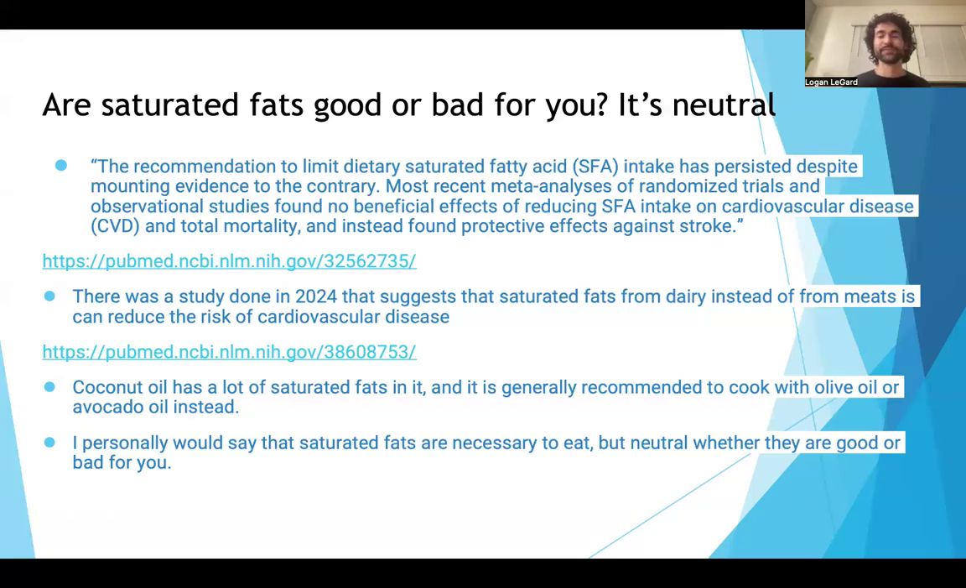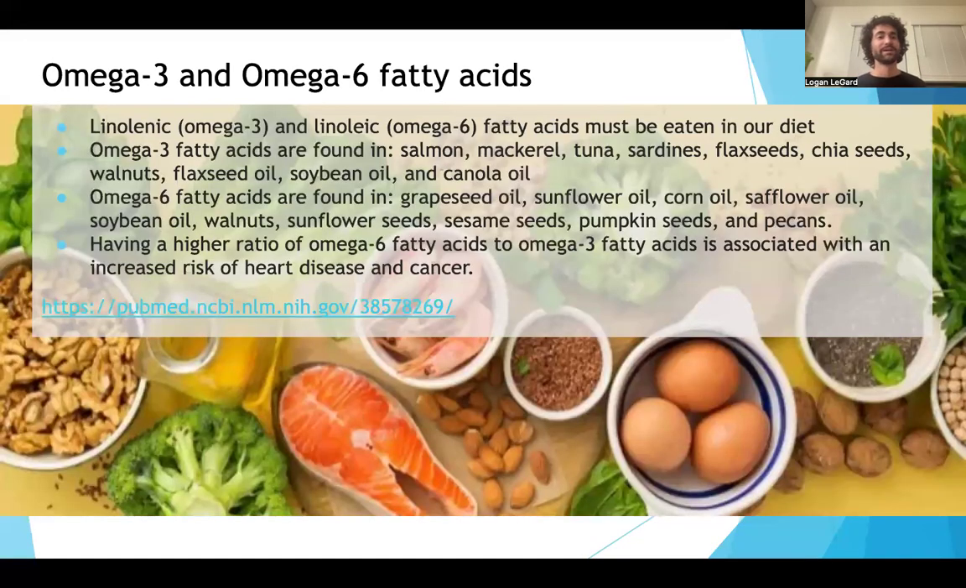My little quote here is about coconut oil, olive oil, and avocado oil. Avocado oil and olive oil are higher in unsaturated fats, and it's really healthy to eat a lot of unsaturated fats. That's why it's recommended to cook with those.